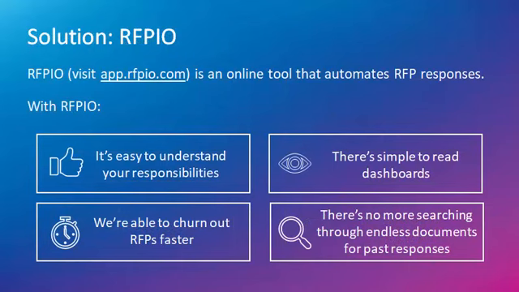To combat these struggles, we are happy to introduce a newly adopted solution for PB software called RFPIO. RFPIO is an online tool that features automated RFP responses and promotes effective collaboration amongst teams. It is accessible from any web browser by visiting app.rfpio.com. With RFPIO, we have transformed the RFP response process.